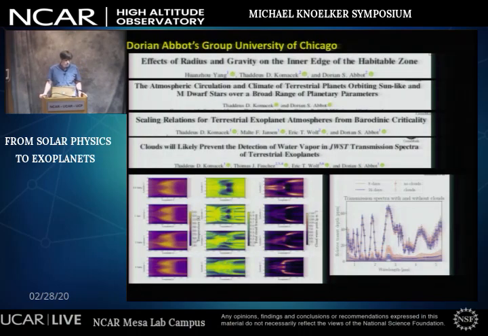Dorian Abbot's group at the University of Chicago has made a lot of use of the NCAR model to study a variety of different effects of radius and gravity, et cetera, with his postdoc, Thaddeus Komacek, and students as well. So Dorian continues to use the CESM model.